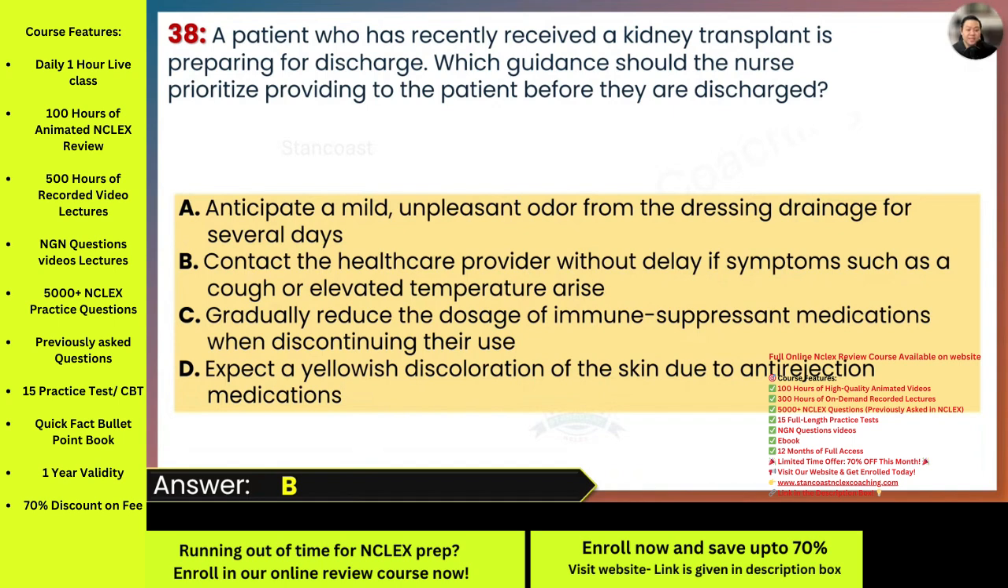Letter D is also incorrect because yellowish discoloration of the skin is not a typical side effect of anti-rejection medication. And this is usually a sign of liver dysfunction, and it's not related to the medications used for preventing kidney transplant rejection. And the side effects of the anti-rejection medications may include increased risk of infection or bone thinning, but not jaundice. So eliminate this one.